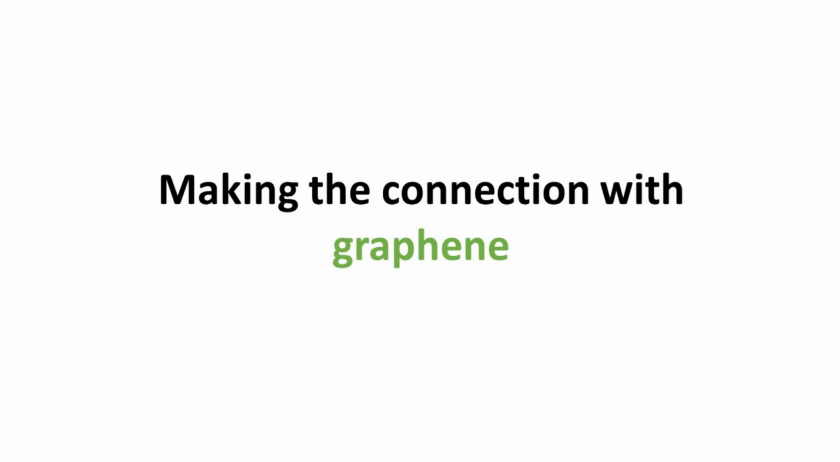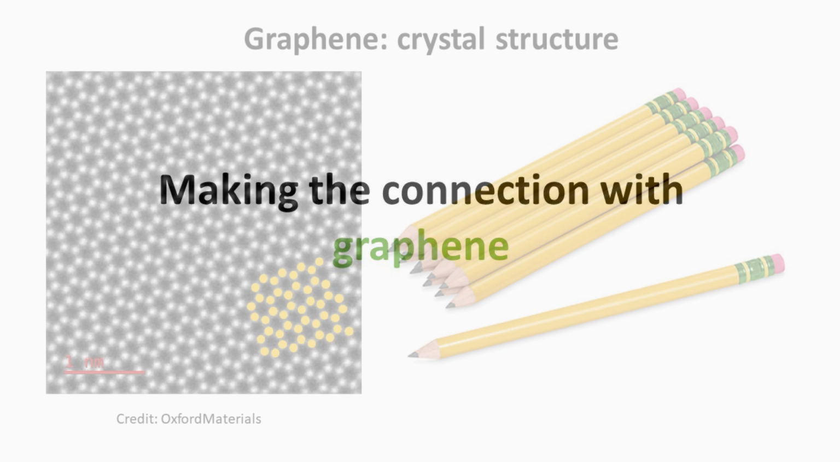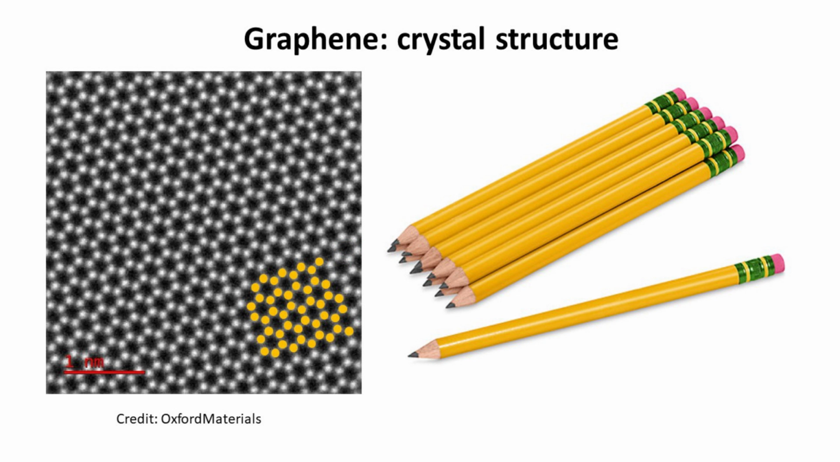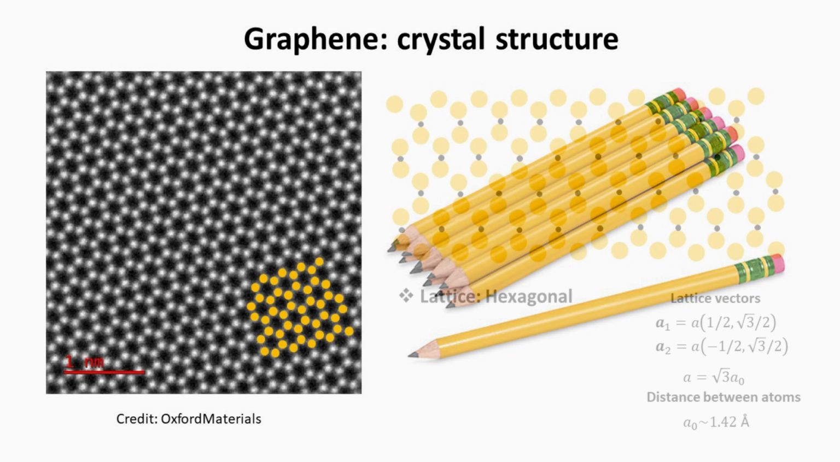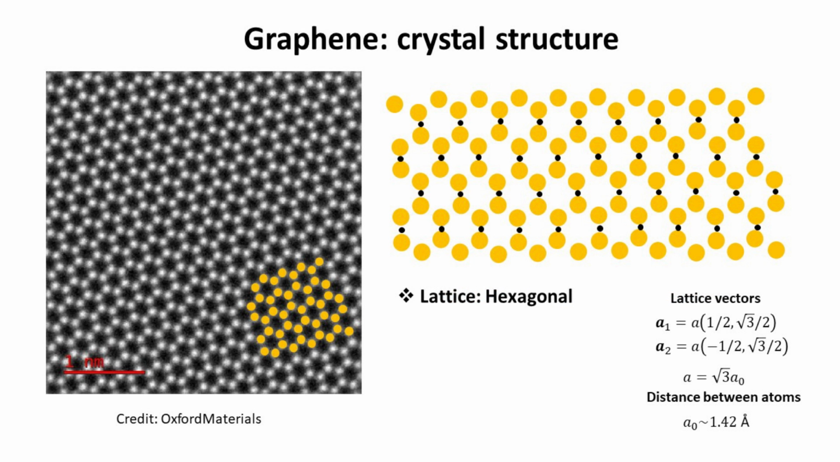Making the connection with graphene, a tabletop experiment of Dirac electrons. Graphene is a monolayer of graphite, which is what is used in the lead of a pencil. Graphene is made up of carbon atoms arranged in a honeycomb lattice structure. We illustrate here the honeycomb lattice with black dots and the carbon atoms as big yellow dots. Their lattice vectors are as indicated, and the carbon-to-carbon atom spacing is about 1.4 angstrom.